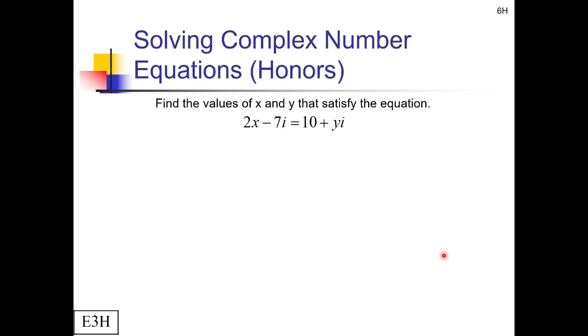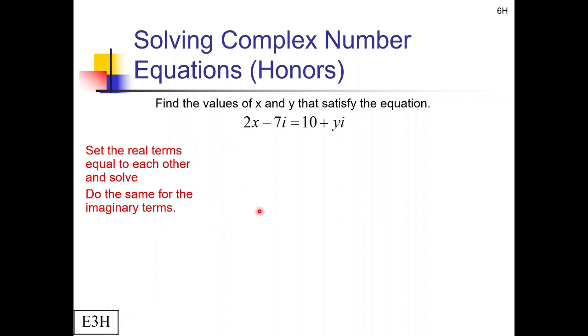We got one more. All right, so for this honors-only example, this one involves solving complex number equations, for lack of a better word. Here's the idea. So we have this equation with some complex numbers that equal each other, and we have to find values of x and y that make this equation true. So the easiest way to do this is to just match up the real numbers and the imaginary numbers. So essentially set the real terms equal to each other and solve, and then just do the same thing for the imaginary terms. So pause the video and see if you can make that happen.